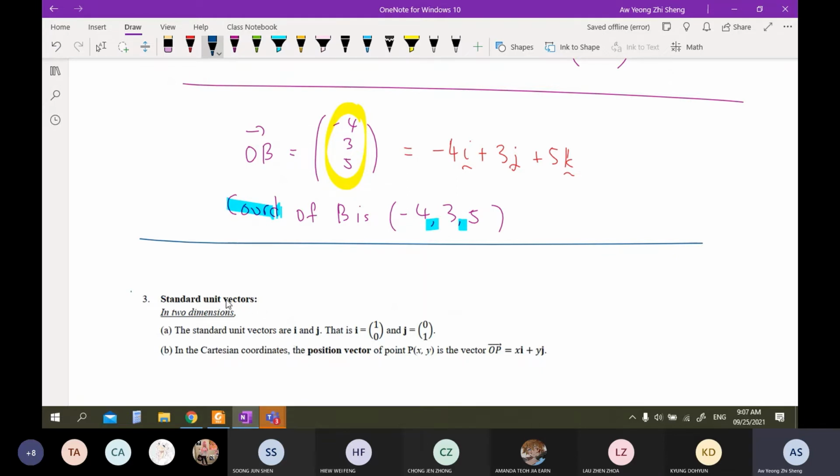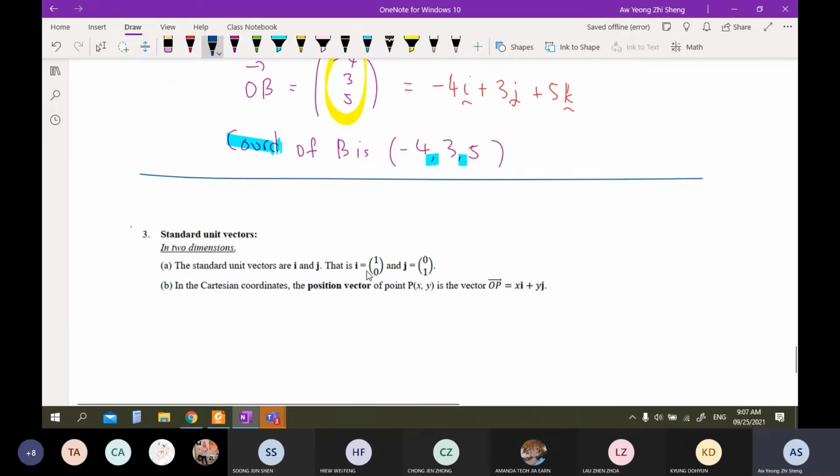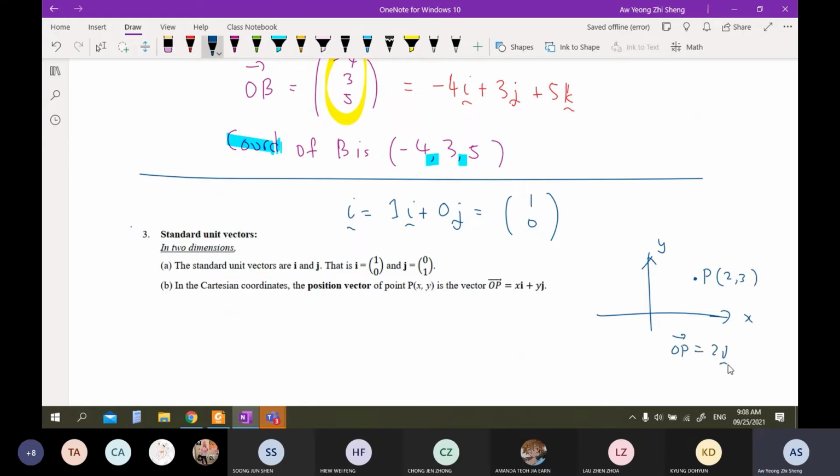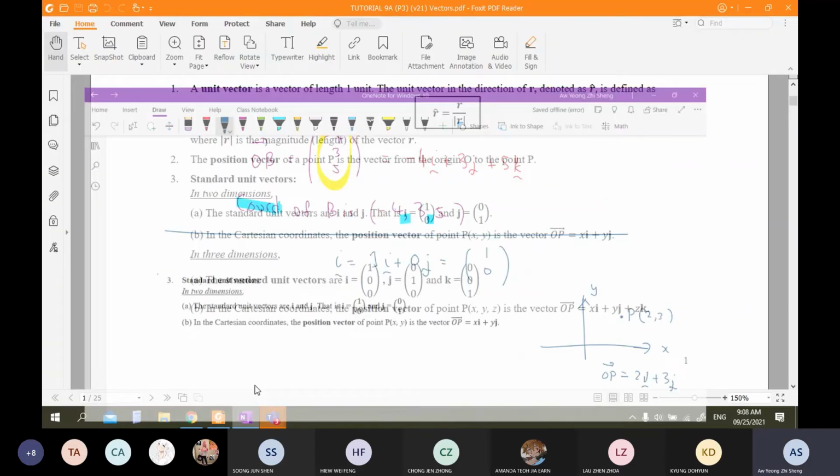So if we only talk about 2D vectors, then when you write in vertical bracket form, because i can always be written as 1i plus 0j, you can convert to (1, 0) for the case of a 2D vector. Similarly, j can be written as (0, 1). In Cartesian coordinates, meaning a normal 2D diagram with your xy axis, for any point, let's say P with coordinates (2, 3), you can always write OP equals 2i plus 3j. In our syllabus, our focus is of course on 3D.